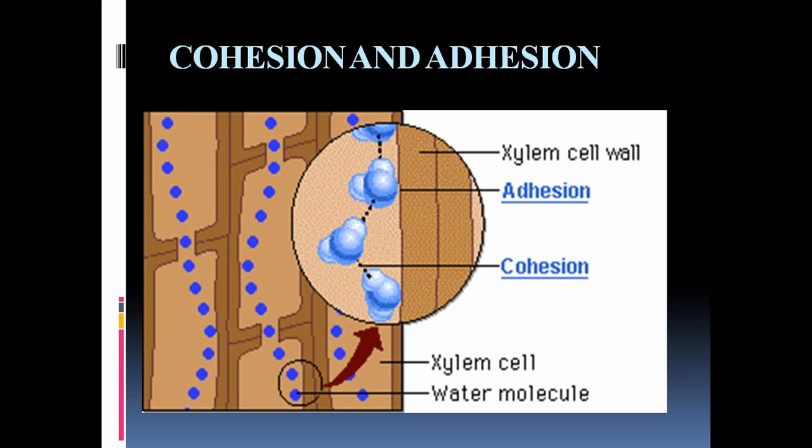Cohesion, adhesion. The word adhesion comes from the word adhesive, right? So it means it is a sticking property. It causes the water to stick to the surface of the cells, and thus helps to draw more water molecules when the leaf is losing water by transpiration.